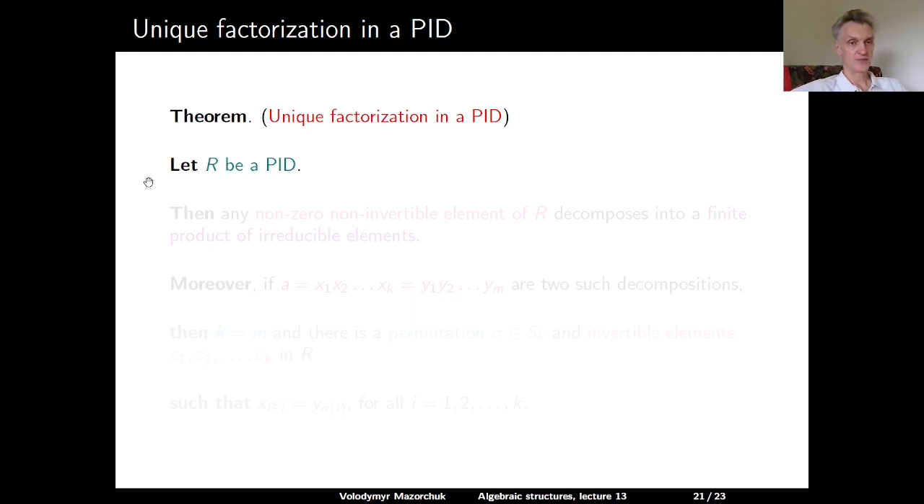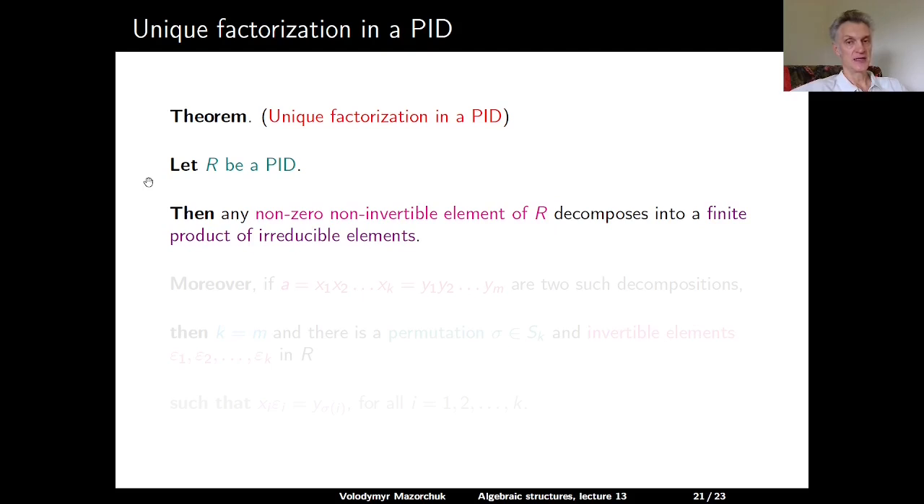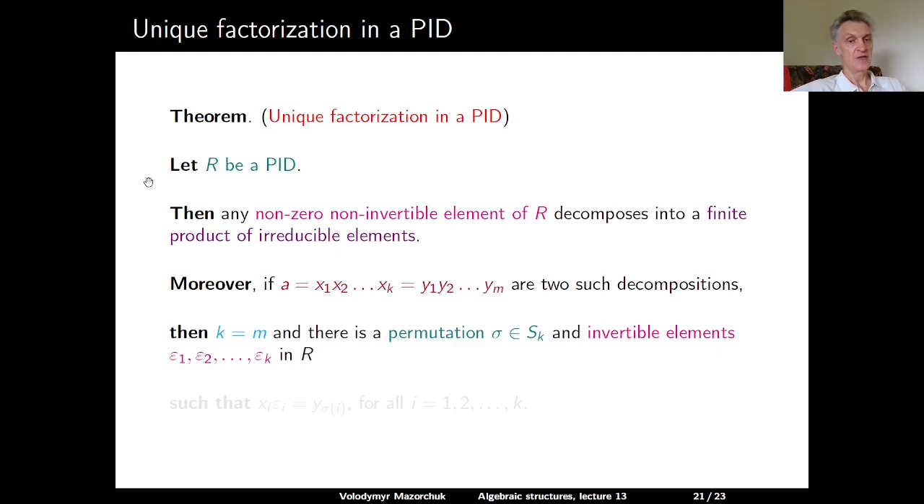Let R be a principal ideal domain, then any non-zero and non-invertible element of R decomposes into a finite product of irreducible elements. Moreover, if we can write A as x1, x2, and so on, xk, or alternatively as y1, y2, and so on, ym, where all elements are irreducible, then k necessarily equals m, so the lengths are the same, and there is a permutation sigma in S_k, and invertible elements epsilon1, epsilon2, and so on, epsilon k in R, such that xi times epsilon i is equal to y sigma of i, for all i between 1 and k. So we have the unique factorization of any non-invertible non-zero element of a principal ideal domain into a product of irreducible elements.